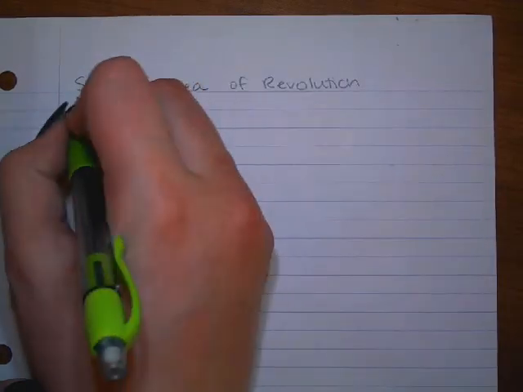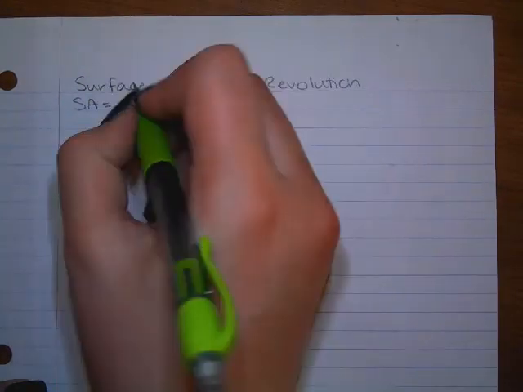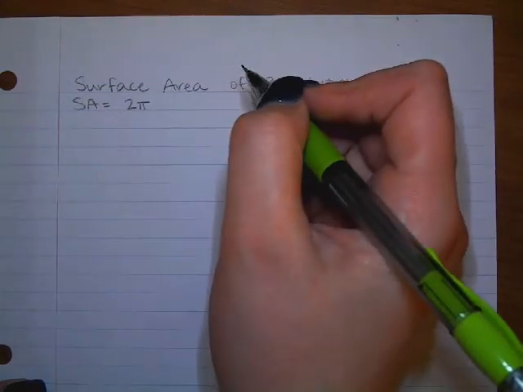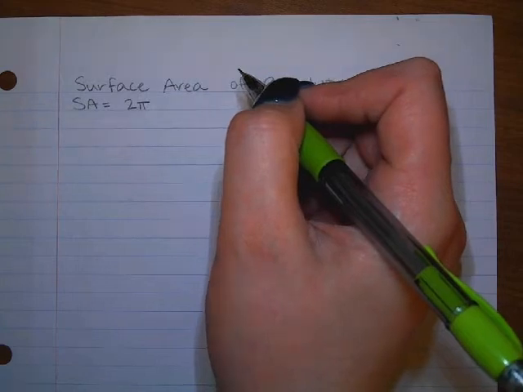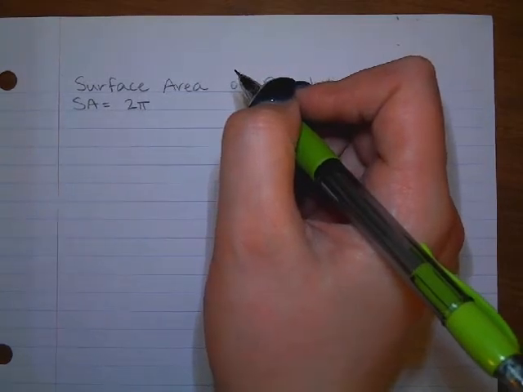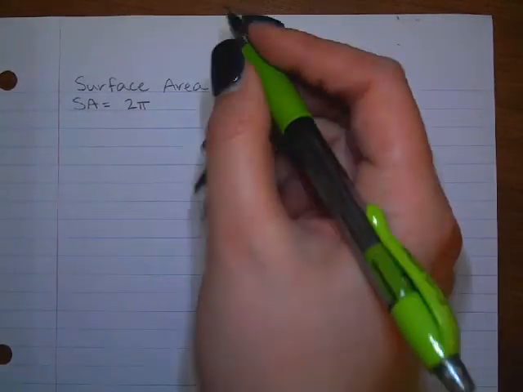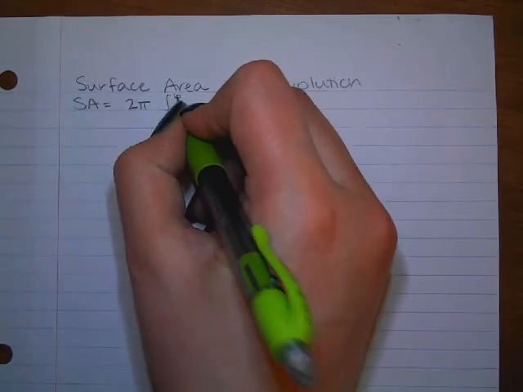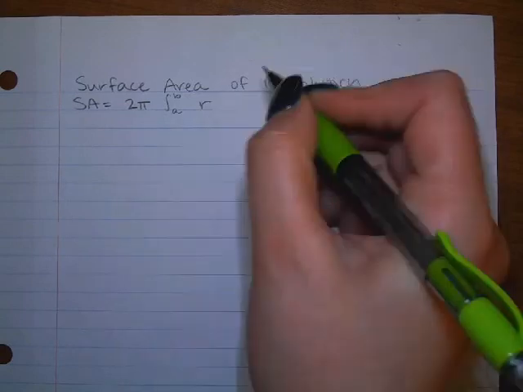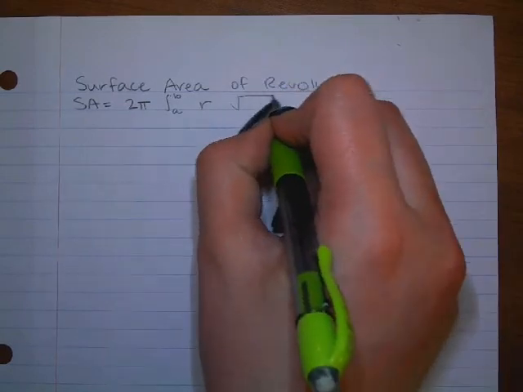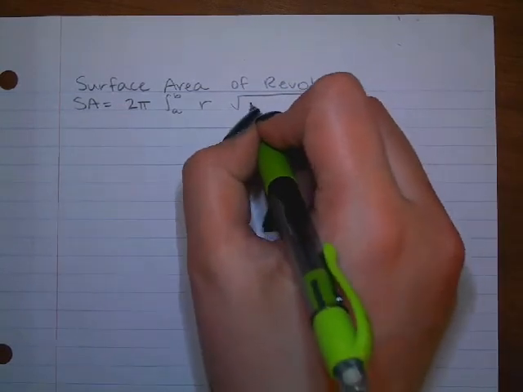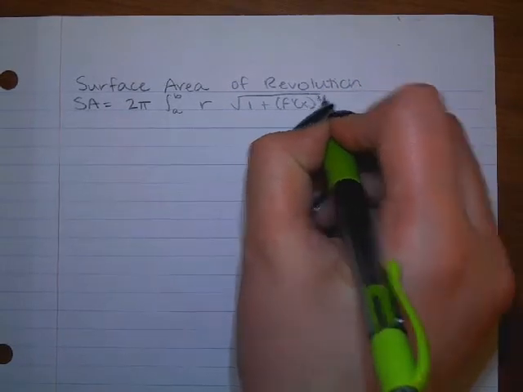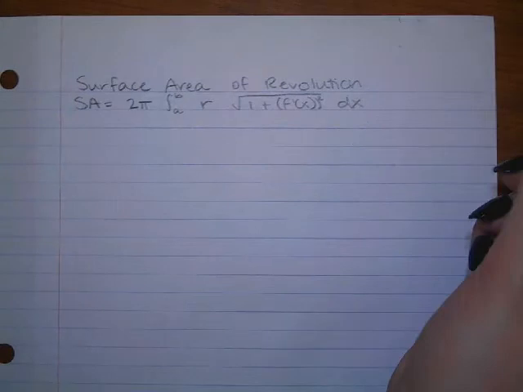And so the formula is 2 pi times the integral from a to b of r times the absolute value, the square root of 1 plus f prime of x squared dx.